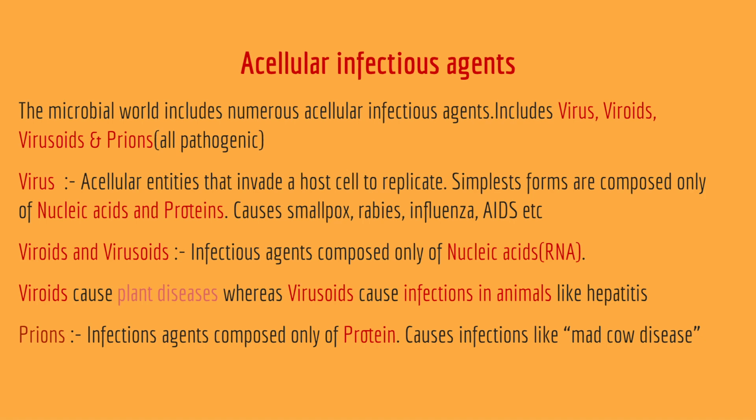Viroids and virusoids are infectious agents composed only of nucleic acids like RNA. Viroids cause plant infections, whereas virusoids cause infections in animals like hepatitis. Prions are those infectious agents composed only of proteins. They cause infections like mad cow disease.